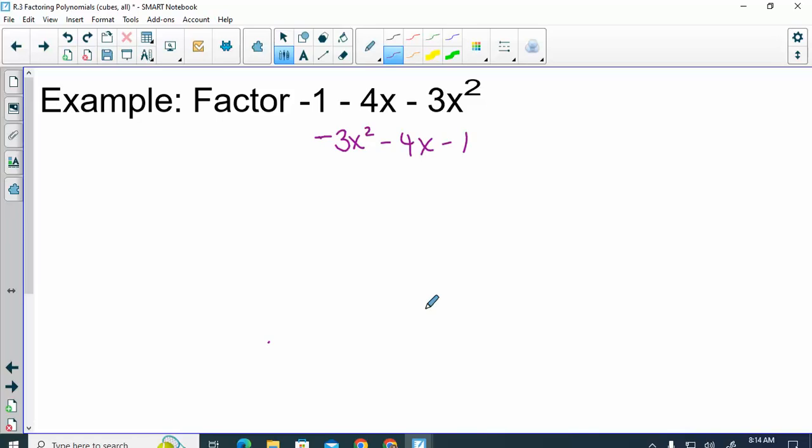We know that when we're doing this, that first term I told you for slip and slide always has to be positive. So because I have a negative 3x squared, the first thing we should do is take out that negative, or a negative 1. Right, so then we can do slip and slide, so the negative is just going to trail along.